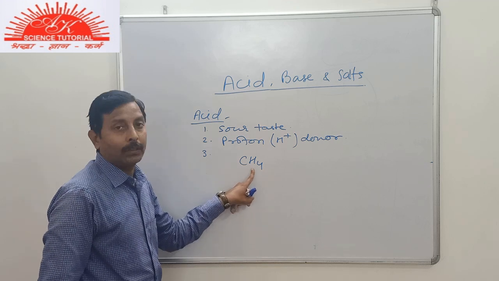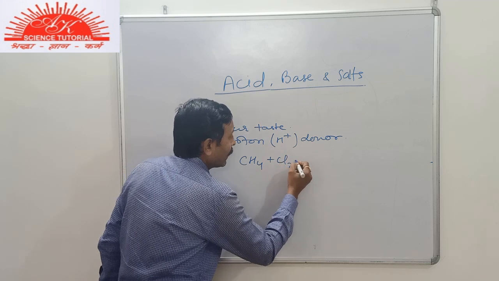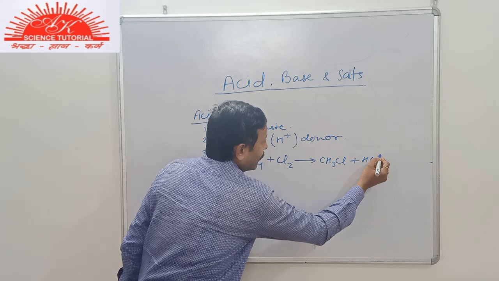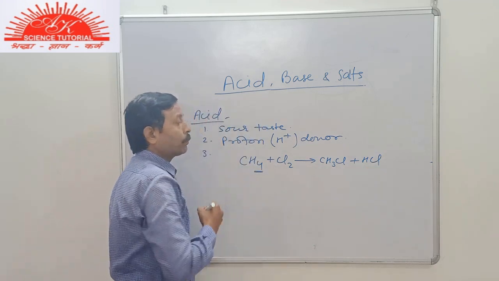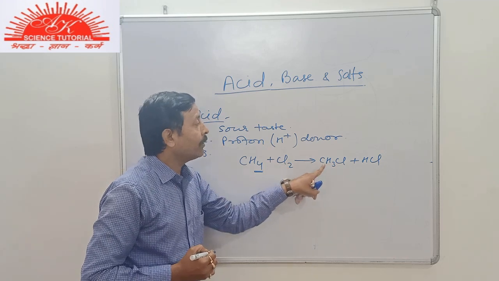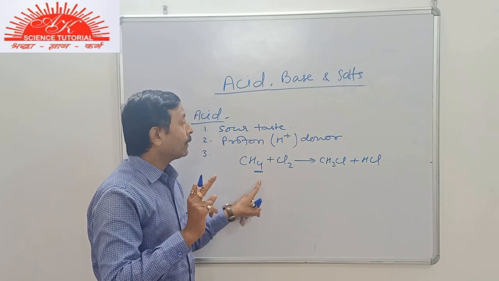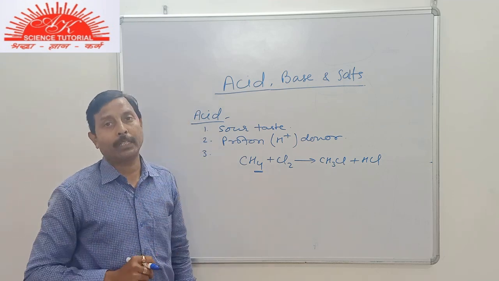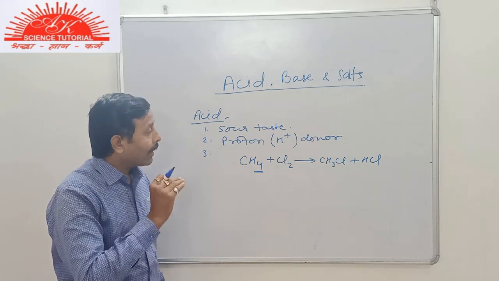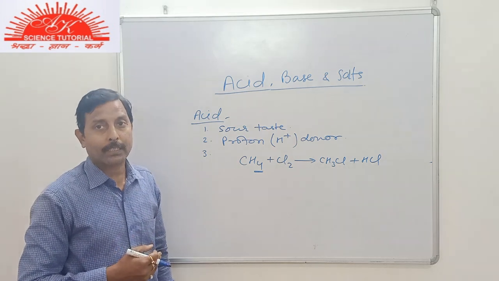It contains hydrogen but it is not an acid, because if it reacts with chlorine, it gives CH3Cl plus HCl. You can see that one hydrogen atom is replaced by chlorine, but it is not giving H plus ion, so it is not an acid. So we say acid is a compound which has ionizable hydrogen atom, whose hydrogen atom can be replaced by a metallic ion or any other positive ion like NH4 plus.